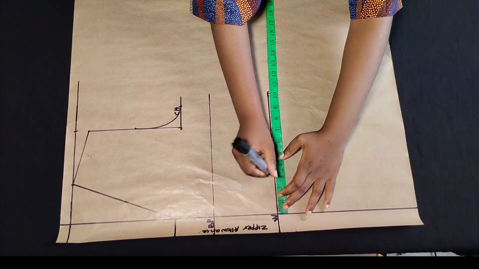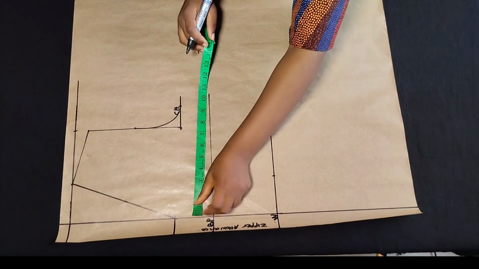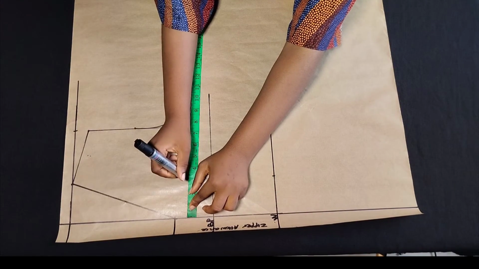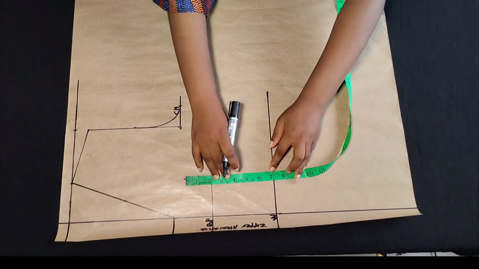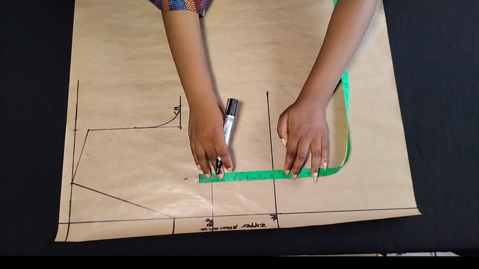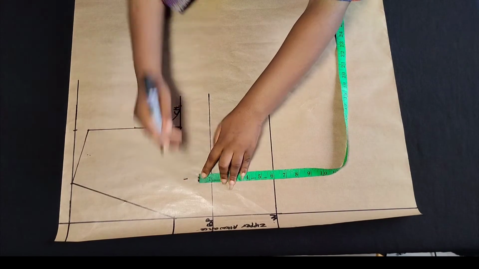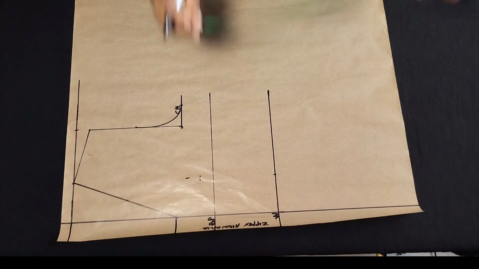So I'm marking 3 inches, which is half of my bust span measurement on the waistline, and I'll also mark that same 3 inches up here. Now to get the length of this dart, I'm just going to go above my bust line by 1 inch and I'll mark that. So that is the length of my dart.